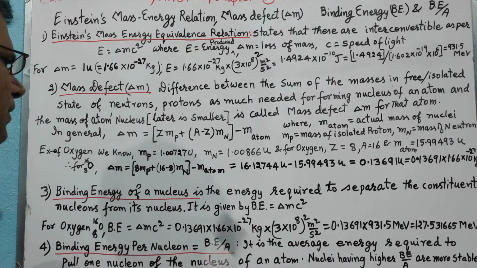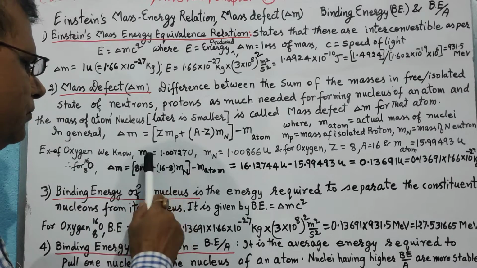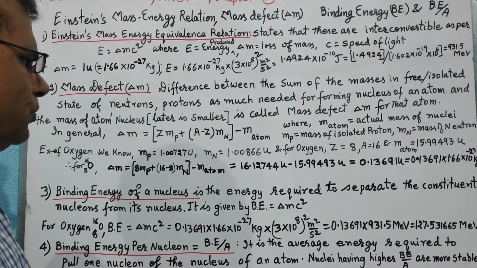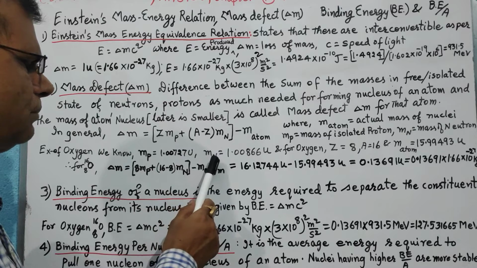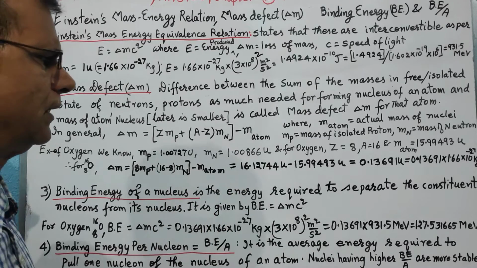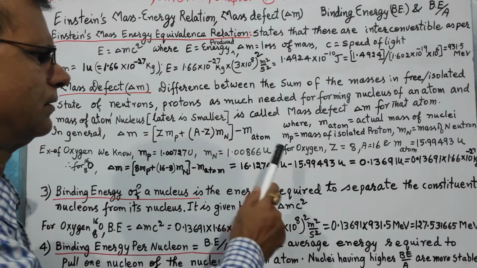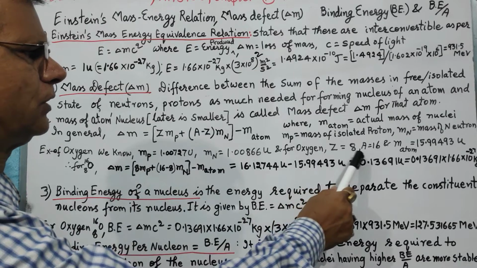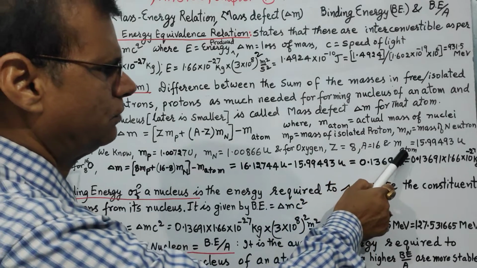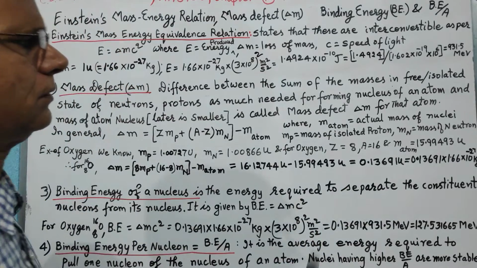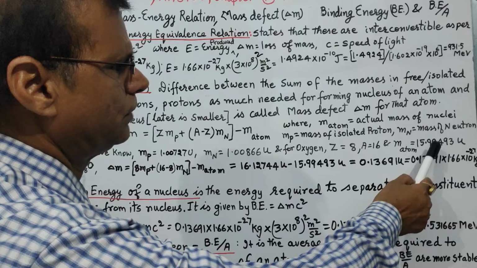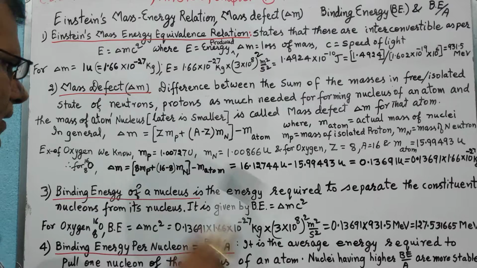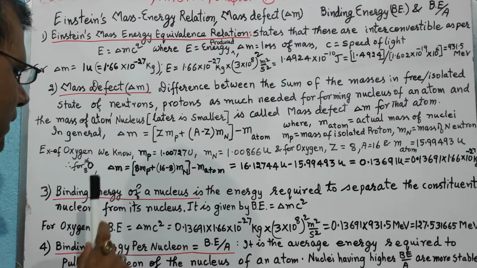Where we take an example of oxygen, here you see, we know the mass of the isolated proton is 1.00727 atomic unit, and the mass of an isolated neutron is 1.00866 atomic unit. We also know that for this isotope, 8O16, Z is equal to 8 and A is equal to 16, and the mass of the nucleus of oxygen is found to be 15.99493 atomic unit. So how do we find the mass defect for the oxygen nucleus?